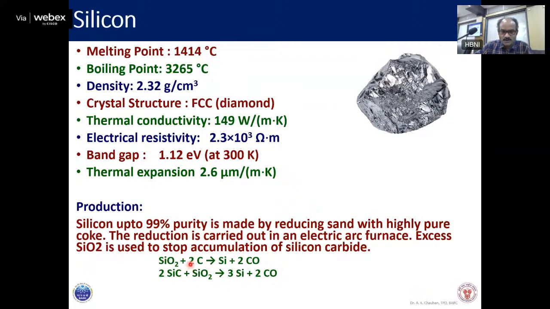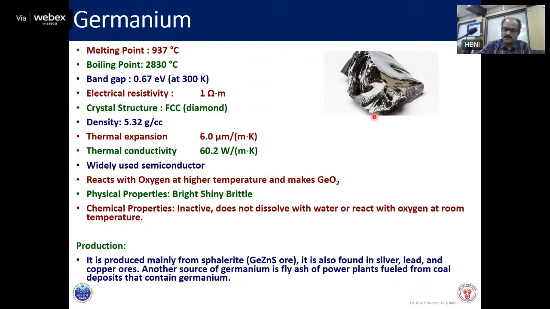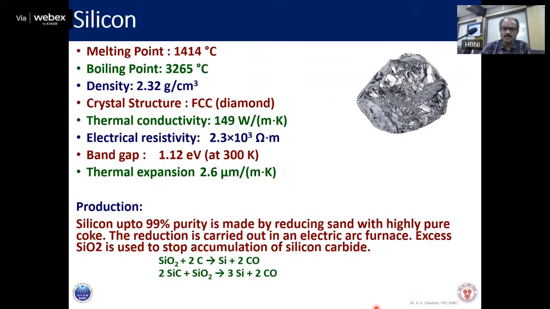So SiO2 reacts with the carbon to give silicon and 2CO. This SiC then reacts with the SiO2, and then what happens? The silicon is produced, and then more silicon carbide. In this process, silicon and silicon carbide are produced, and that silicon carbide is further reduced to silicon. This was the most common method for making silicon.